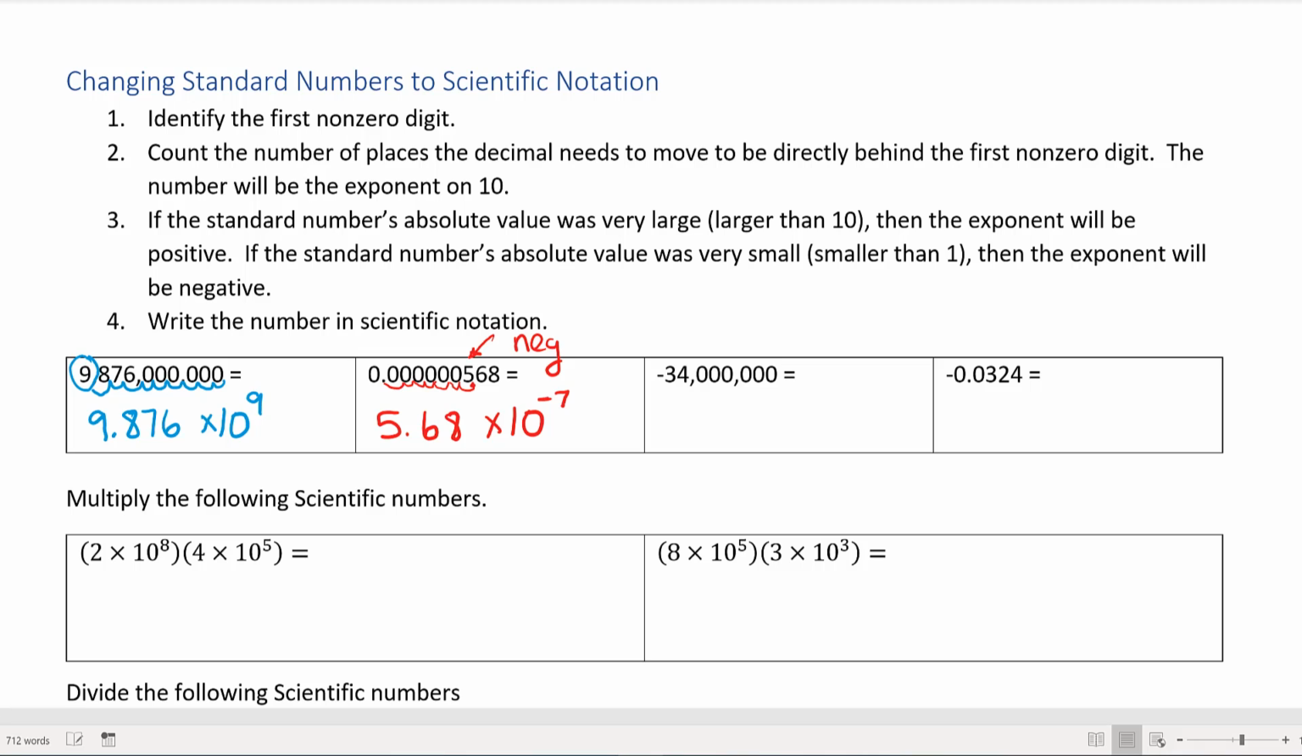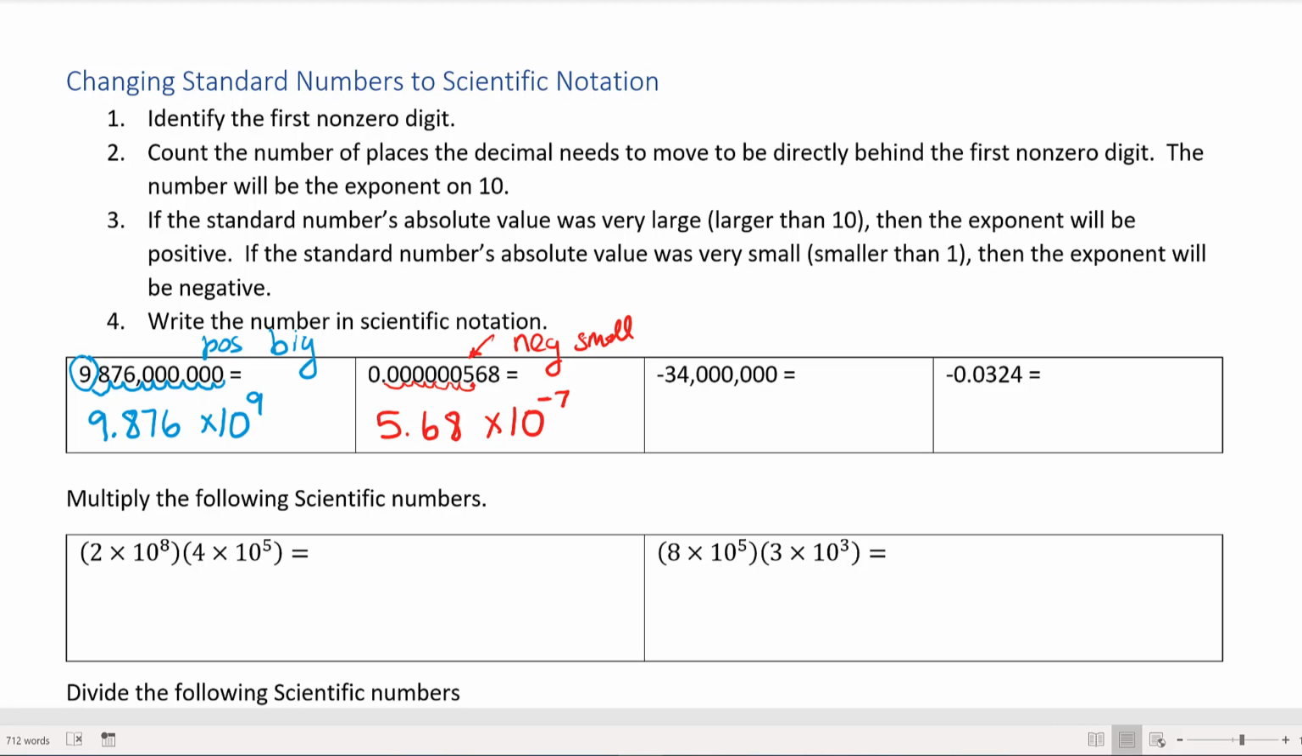Why? Because this is a really, really, really small number, whereas the one before it was a really, really, really big number, so the exponent is positive. Big numbers mean positive. Very small numbers is going to get you a negative exponent. Small meaning like 0.000 something small.